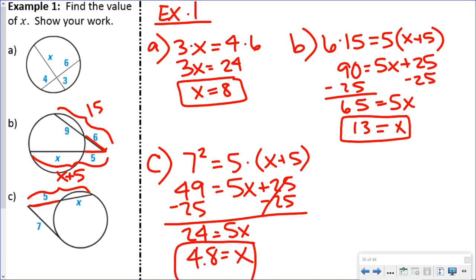That's okay if you get a decimal. Or I would take 24/5 if you left it as 24/5. That'd be okay too. Okay, so that's an example of each of those, how you would use those.